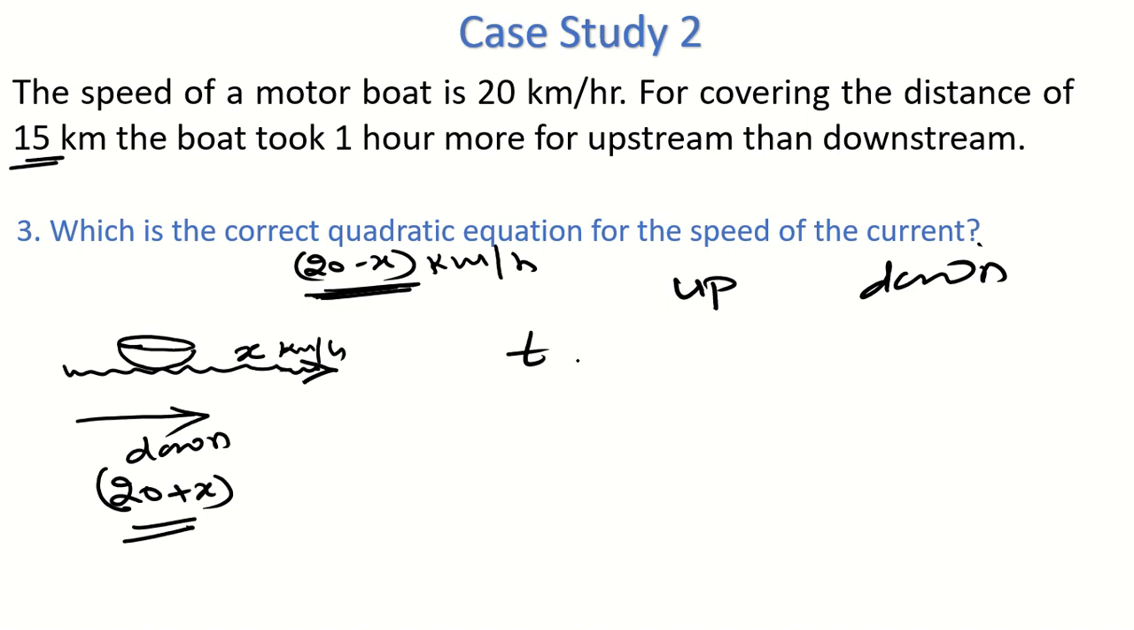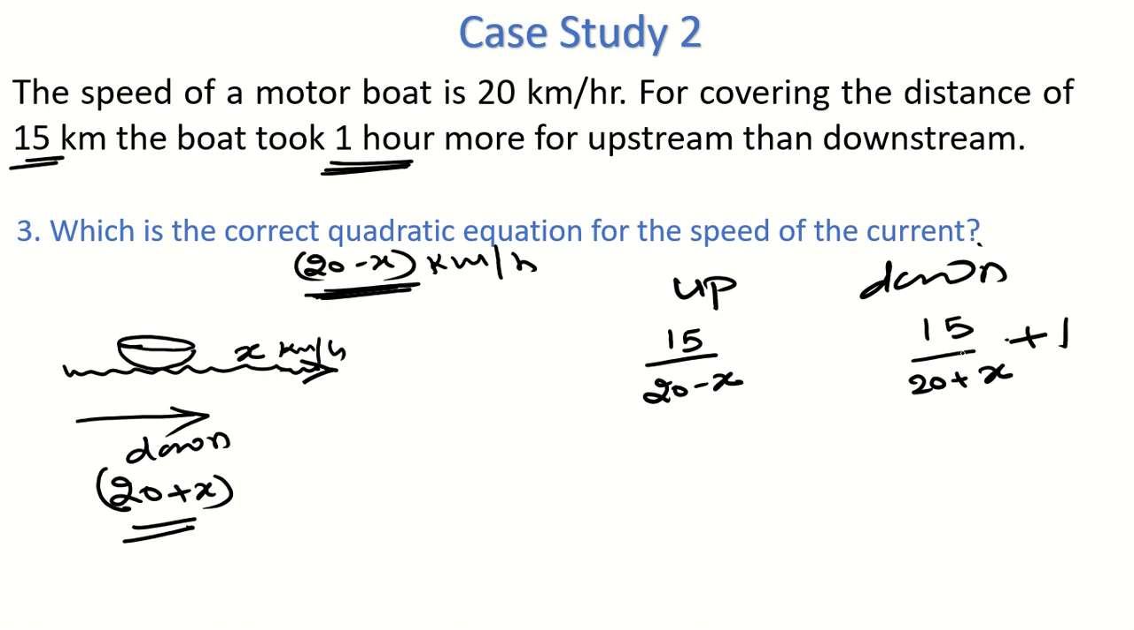So time taken here is, this is time, so time taken for the upstream, distance upon speed, so it will be 15 upon, upstream means 20 minus x, and here 15 upon 20 plus x for the downstream. Now what they are saying? They are saying that for the upstream it is taking 1 hour more. So what we can do here? Just make the equation from this. So of course this number is less. So if you add 1 here, so it will be equal to the bigger number.